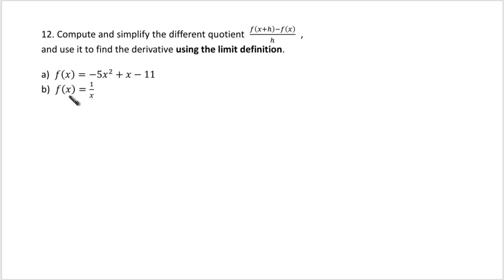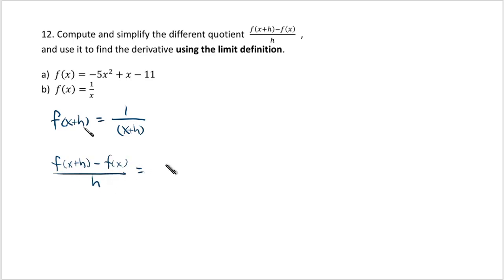Now let's try to do the second one. Again, f of x plus h has to be done in 2 steps. First, copy the function like this, and then into the vacated space you put x plus h in both places. Okay, therefore my difference quotient will be f of x plus h minus f of x over h, which is 1 over x plus h minus 1 over x, all over h.